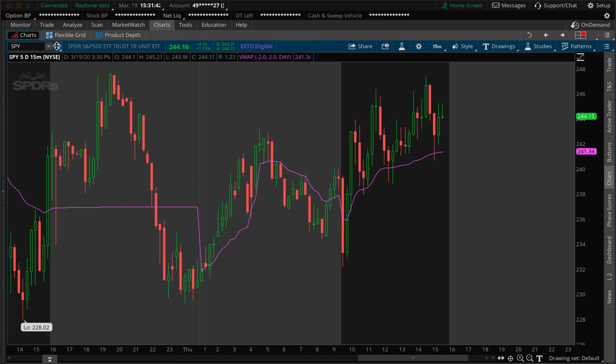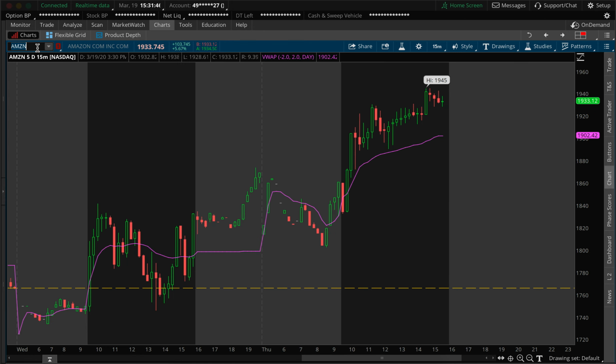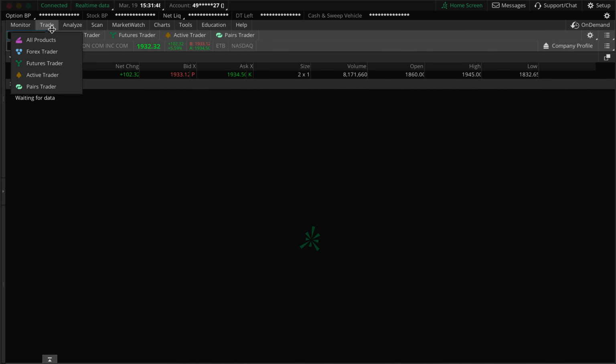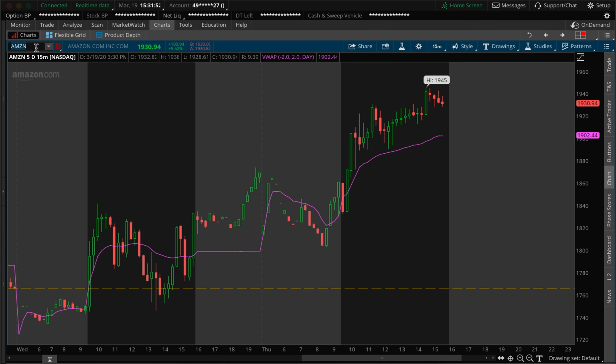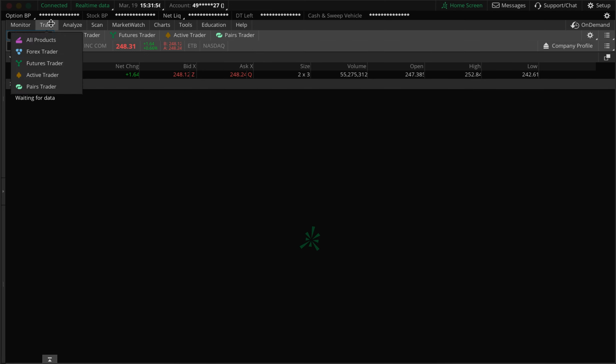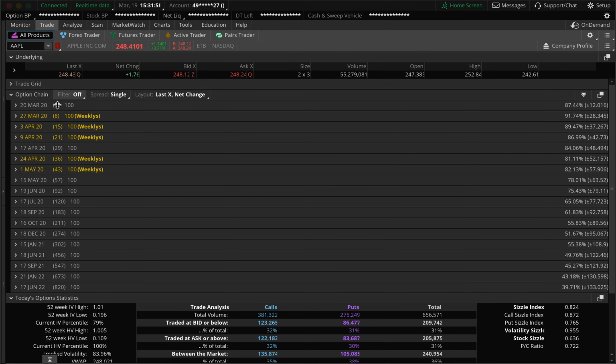If I sync this to number 1, whatever symbol I type in here, let's say Amazon, if I go back to the Trade tab now, it's going to be Amazon. Or if I go to the chart and I want to trade Apple, I'll go back here and this automatically switches to Apple. So if you link it, it's going to switch to whatever chart or option tab you're looking at.